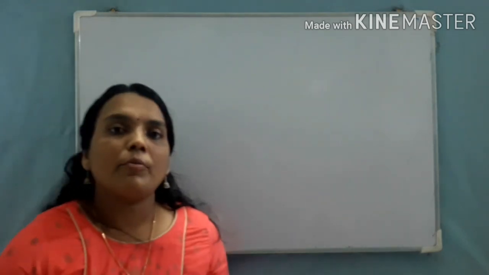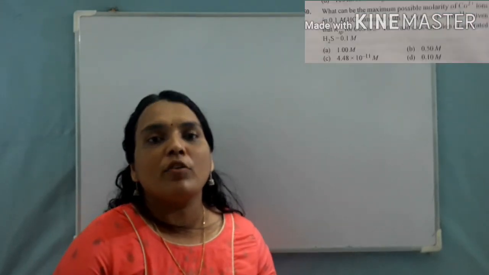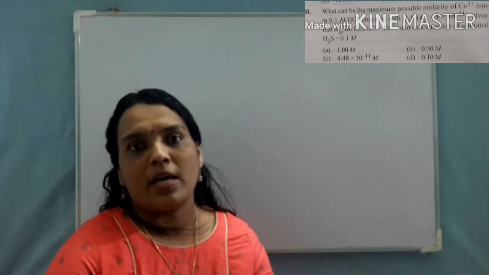Clear? Come to the next question. What is the maximum possible molarity of cobalt 2 plus ion in 0.1 molar HCl saturated with H2S, Ka is equal to 4 into 10 raised to minus 21, given that KSP for CoS is 2 into 10 raised to minus 21 and the concentration of saturated H2S is equal to 0.1 molar. Listen, here we want to calculate the molarity of Co2 plus ion present in CoS solution.